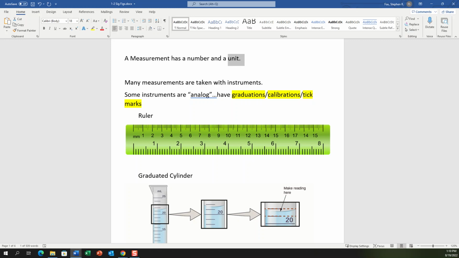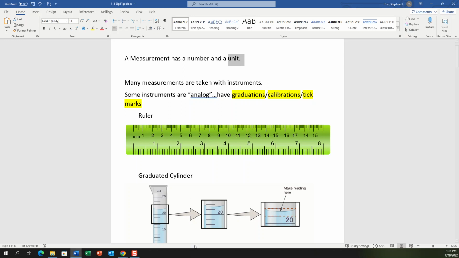All right. Now, we use analog devices to measure things, and we use electronic things. So like we use digital thermometers, we use digital balances, right? So we don't really have to look at the calibrations, look at the tick marks to measure those. But then also we'll use graduated cylinders. They have tick marks. We don't really use rulers in chemistry that much, but we use them as an example of how to take a proper measurement. So let's talk about it.